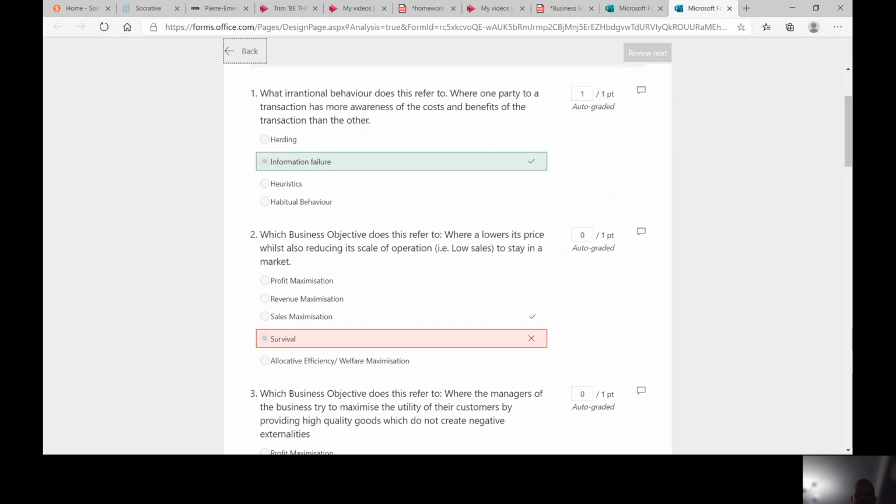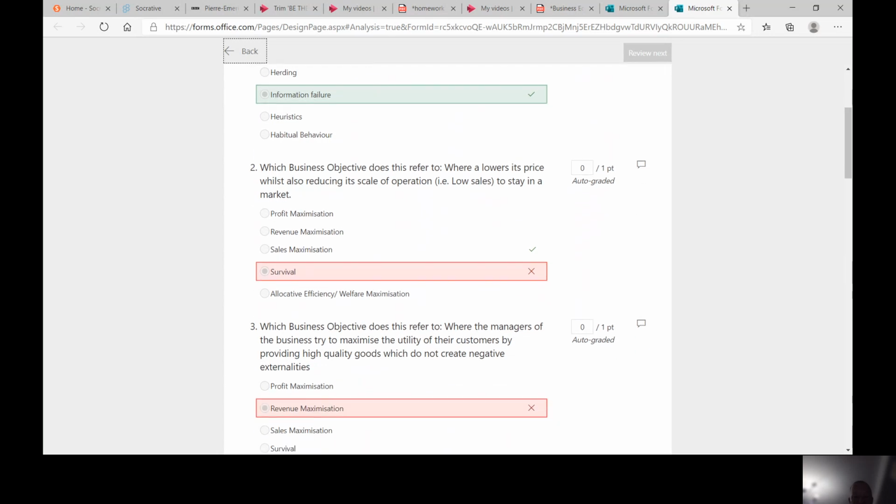If we look at part 2, it does have some of the same questions in there, but similar questions. So the first is a definition of information failure. Business objective where it lowers its price to reduce its scale of operation. That is incorrect, that answer. And the answer that the student has given is correct. So I'm not sure how that's happened, but sales maximization is an incorrect answer. Survival was the correct answer.